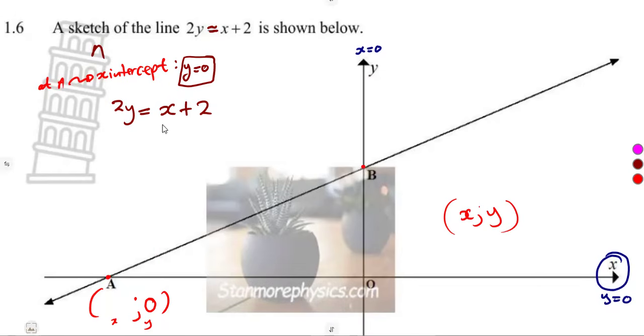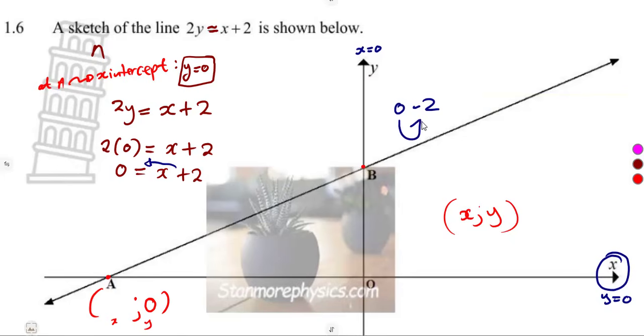Solve for x. So it is like this, 2 times 0 in place of y is equal to x plus 2. Then I can solve for x. So 2 times 0, that's 0, which is equal to x plus 2. To solve for x, we're going to take the 2 to the other side. The moment it crosses the equal sign, it changes the sign into a negative. So that's 0 minus 2, which is going to give us negative 2. So negative 2 is equal to x.